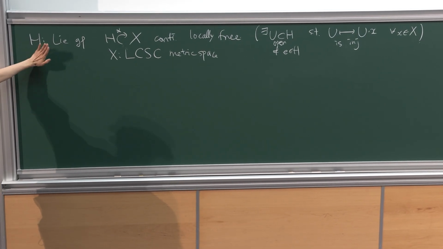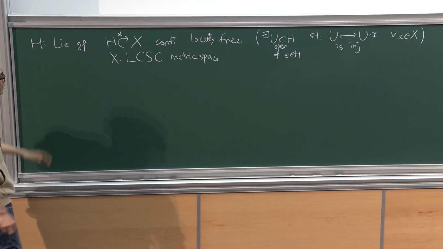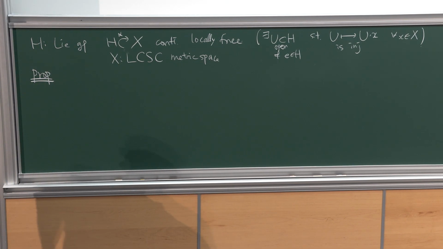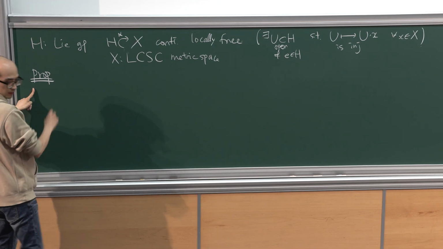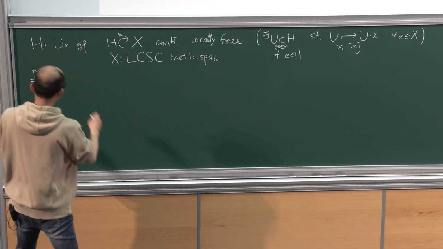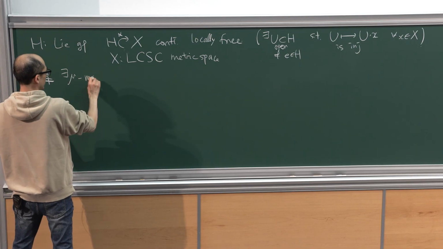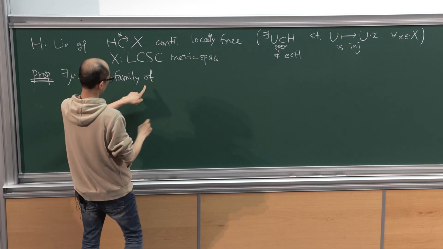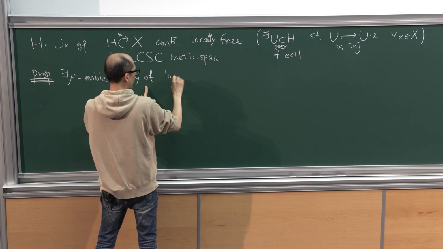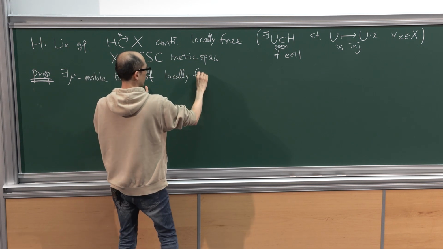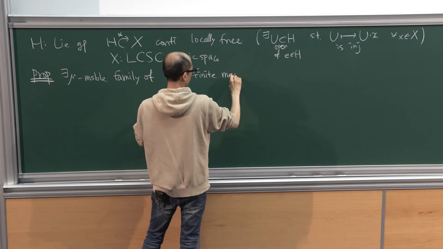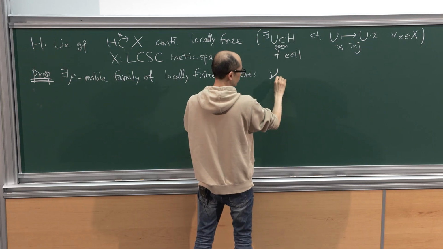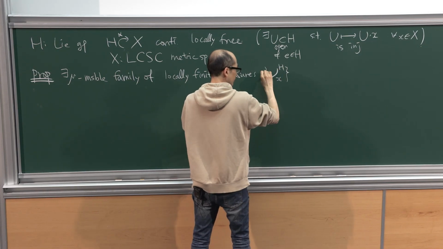So now I have this kind of condition, this kind of setting. Now I want to say that there exists a mu-measurable family of locally finite measures nu. Because I do not write down mu, I will write down nu first.